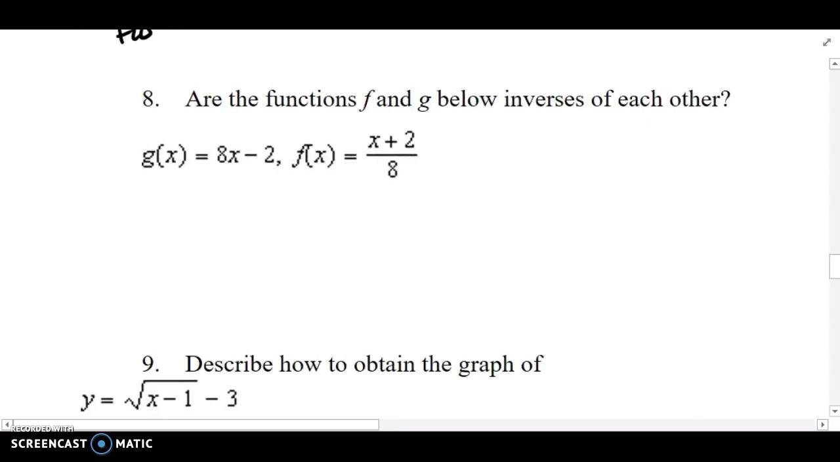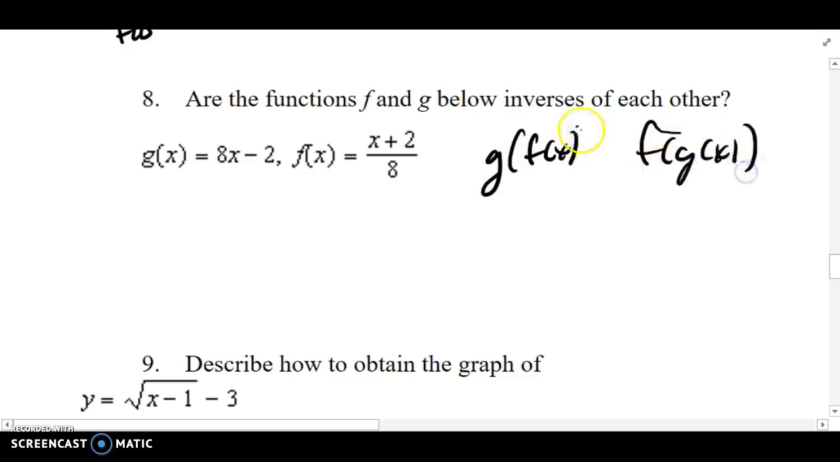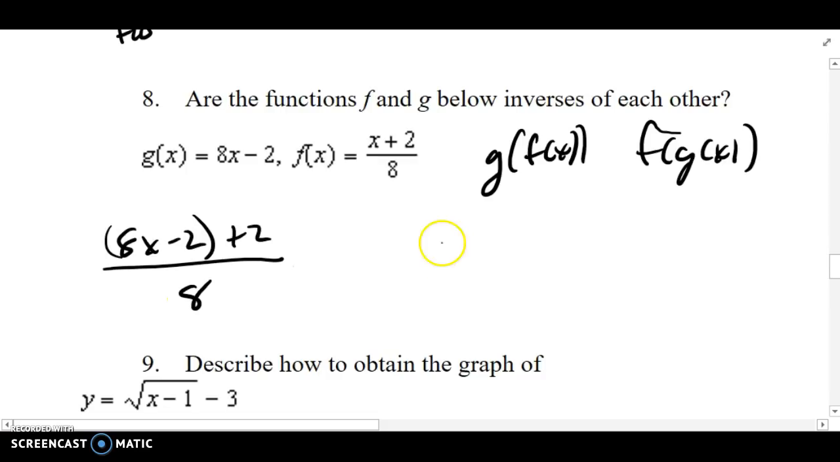Are the functions f and g below inverses of each other? The answer is yes, and we have to show our work. So we're going to do g of f of x and then f of g of x. To do this, we're going to put one inside the other and the other inside the one. First, we're going to do 8x plus minus 2, and we're going to put this inside that one, and we're going to do it backwards. We're going to take that one and put it inside the other and see what happens.